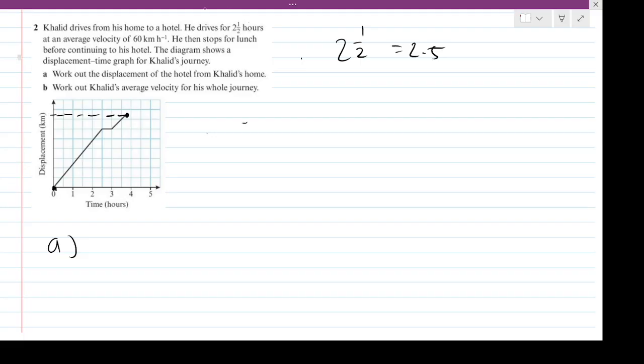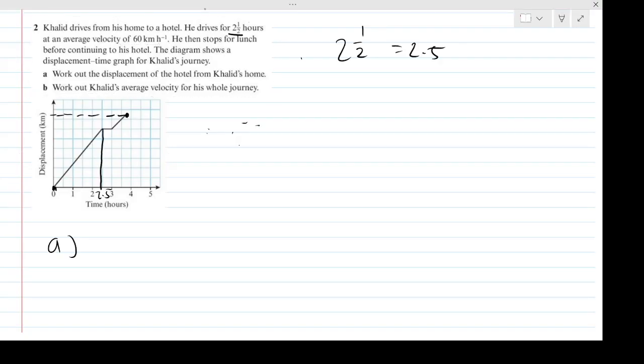So we're told he drives for 2.5 hours at an average velocity of 60 kilometers per hour, and then he stops for lunch. So think about it. If he stops, that's going to be this point of time here. That's going to be this line here. That represents when he stops for lunch, which means the first 2.5 hours. So 2.5 is here, right? That's 2.5.